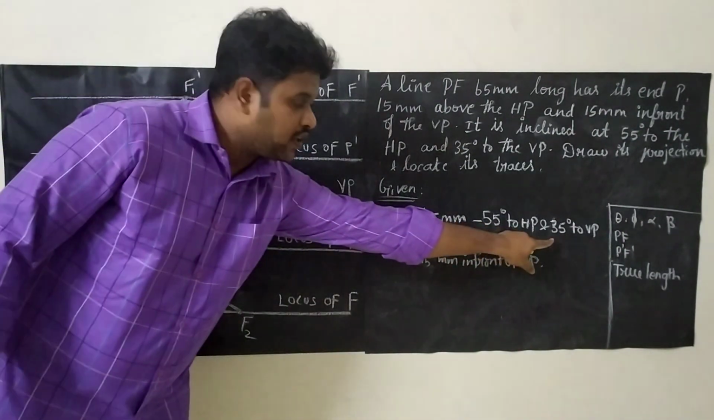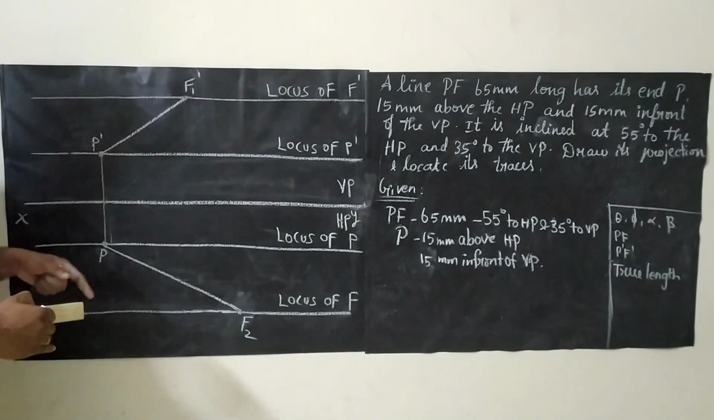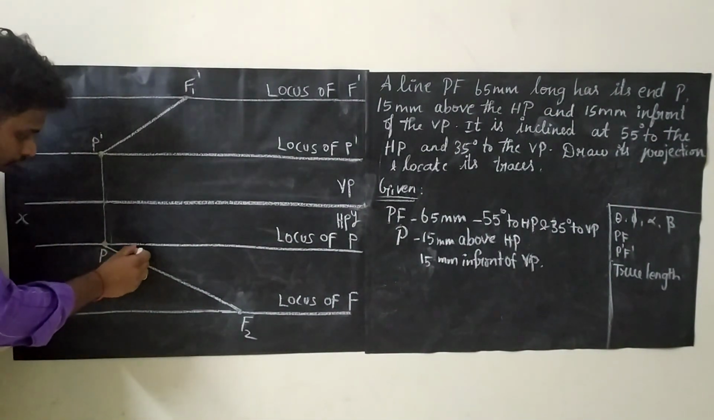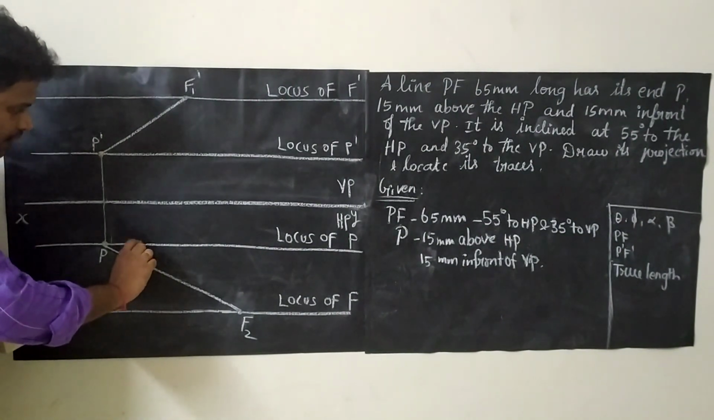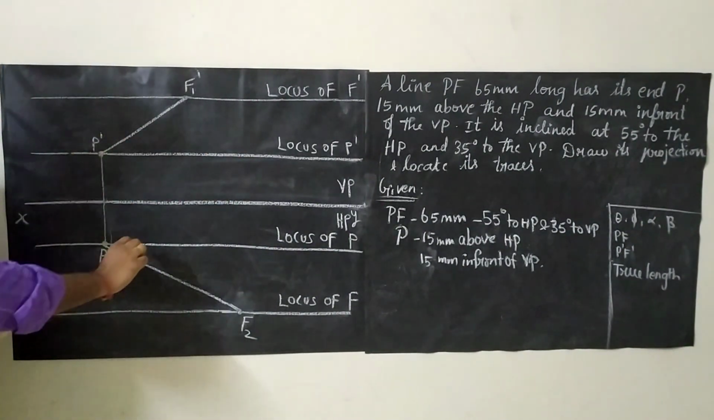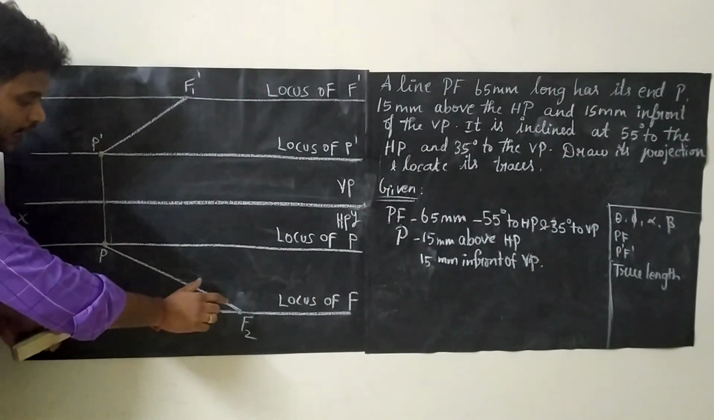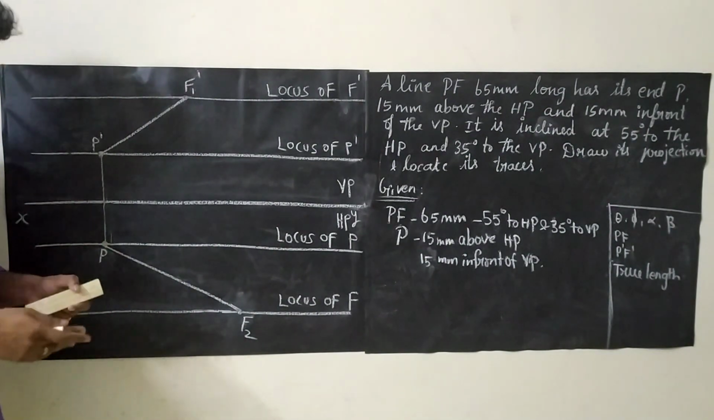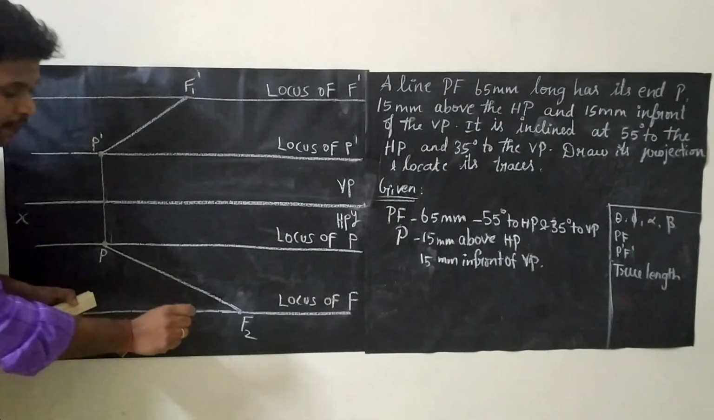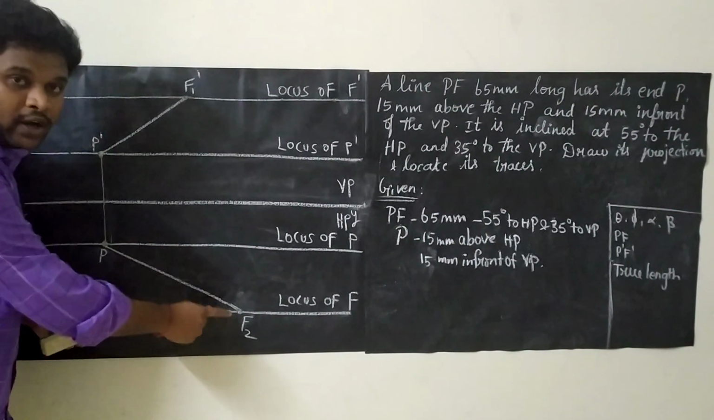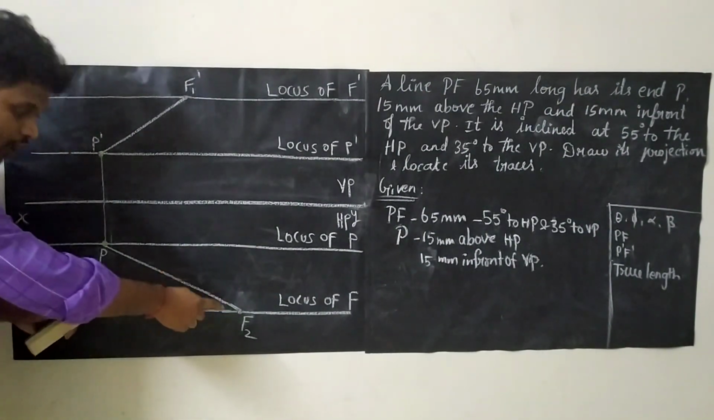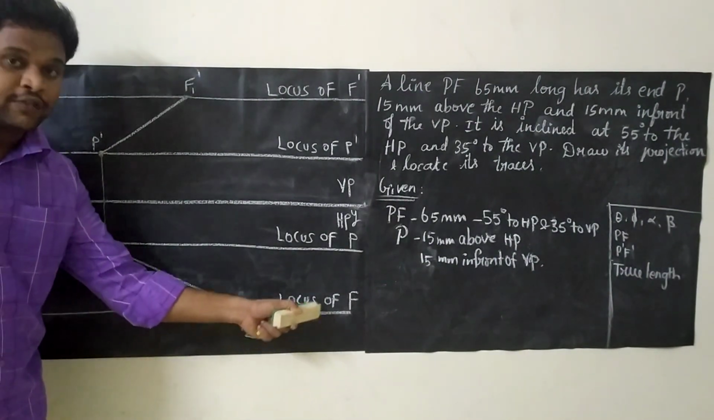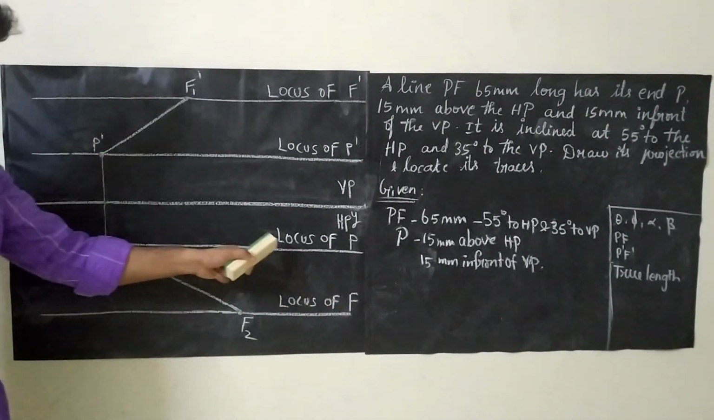Then 35 degree to VP, right? Keep your protector upside down. Keep your protector here, upside down for 35 degree. The angle here is 35 degree. For 35 degree, draw a line. The length of the line is 65 mm. So when you are drawing the line for 65 mm and 35 degree, you will be getting a point, and that point is called F2. Through this point, draw a straight line. This line is called the locus of F, and this line is called the locus of P.